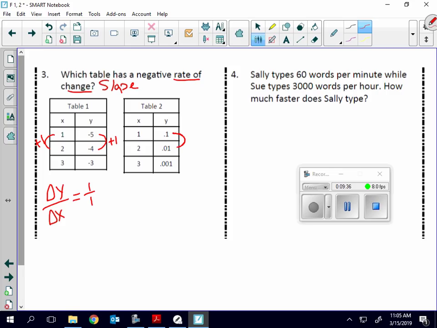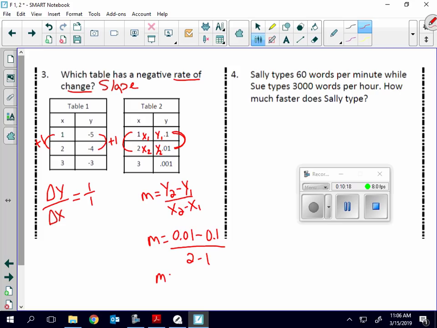To go from here to here, I'm actually getting smaller. If you need to, you can do it this way. y2 minus y1 over x2 minus x1. That's the same thing as this change in y over the change in x, because of course this would be my x1 and my x2, and this would be my y1 and my y2. Okay, so to find this out, I take y2, which is 0.01, subtract my y1, which is 0.1, and divide that by x2 minus x1.